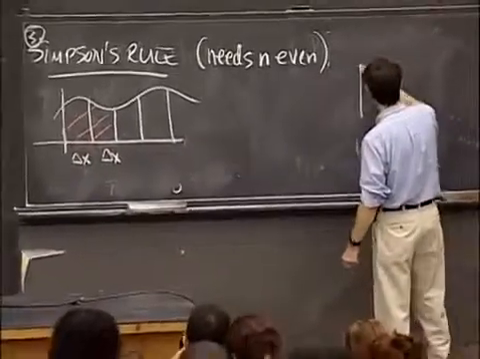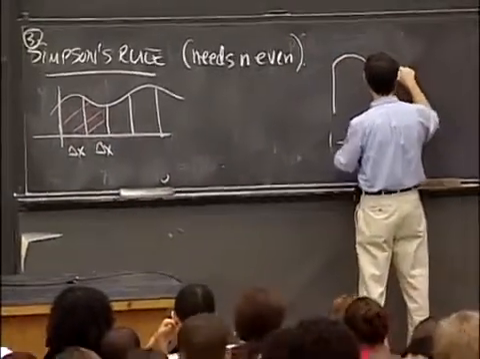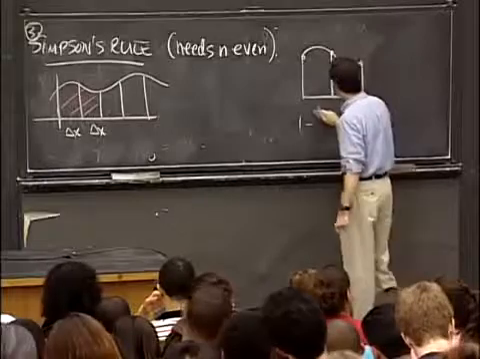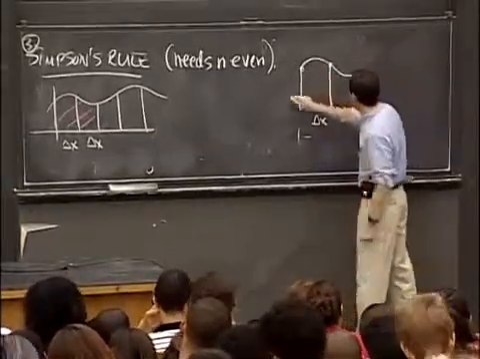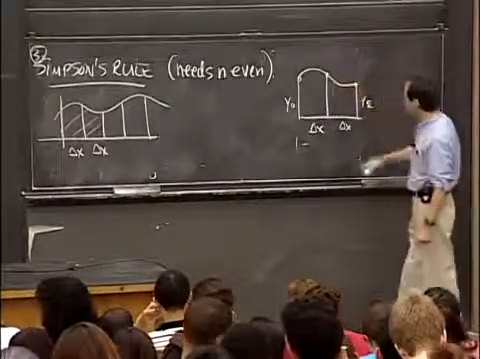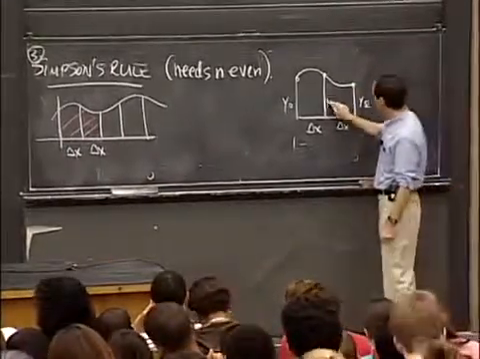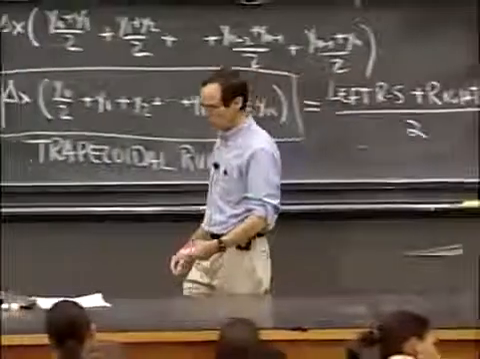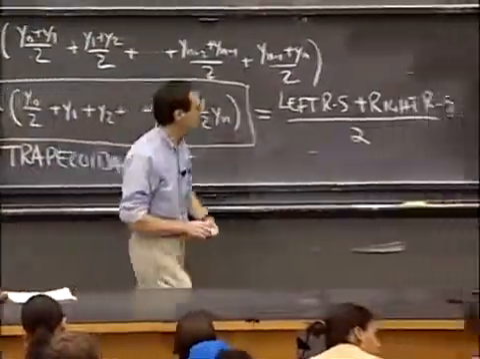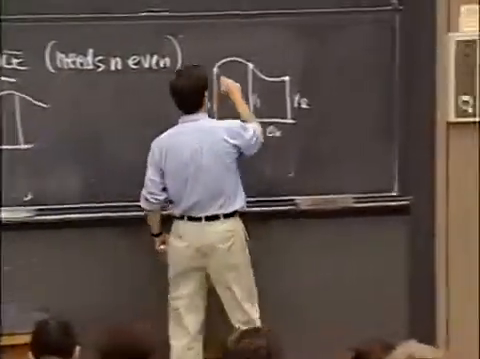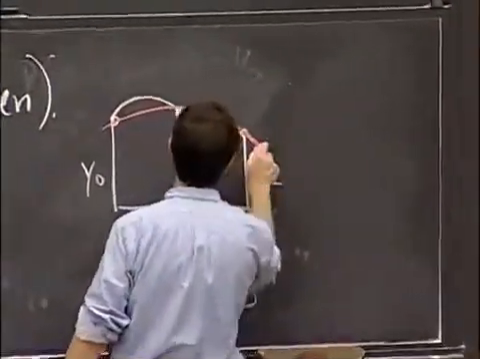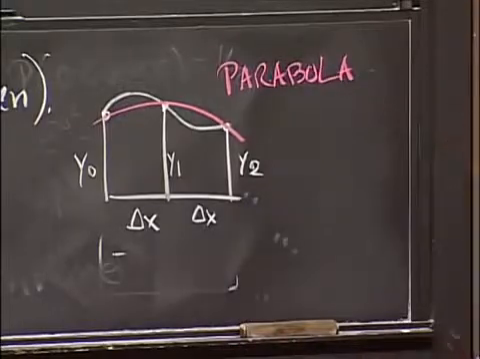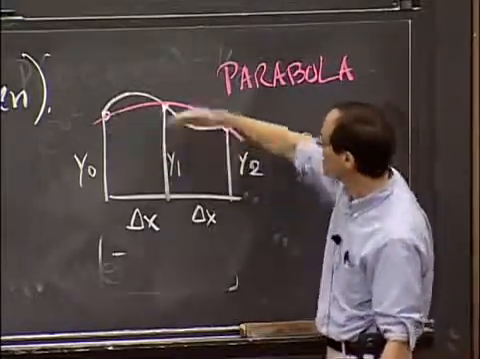Well, let's reproduce it over here. And here's the delta x, here's delta x. And of course, there are various heights. This starts out at y0, this is y2, and this middle segment is y1. All right. Now, the approximating curve that we're going to use is a parabola. That is, we're going to fit a parabola through these 3 points. And then we're going to use that as the approximating area.